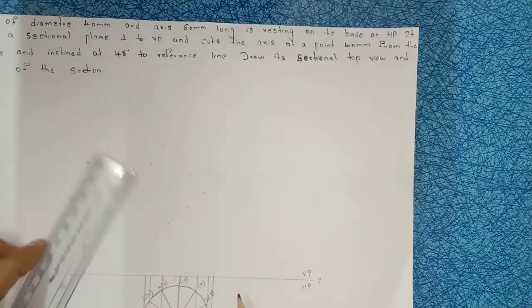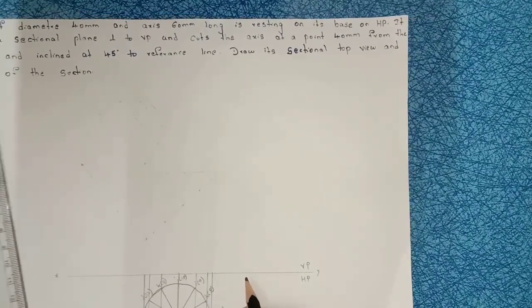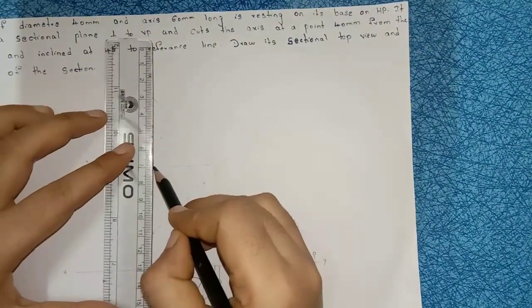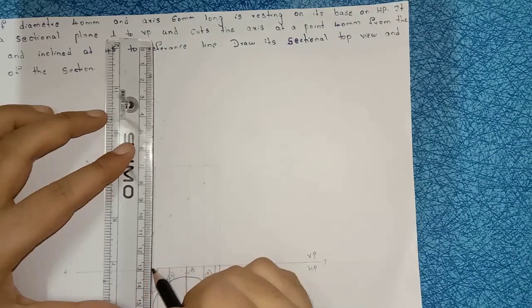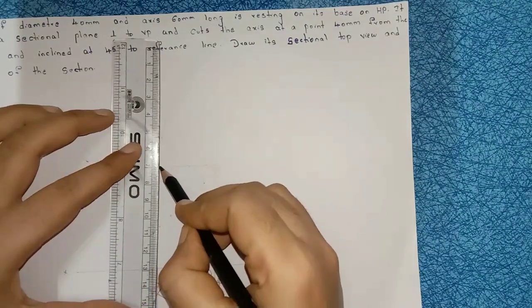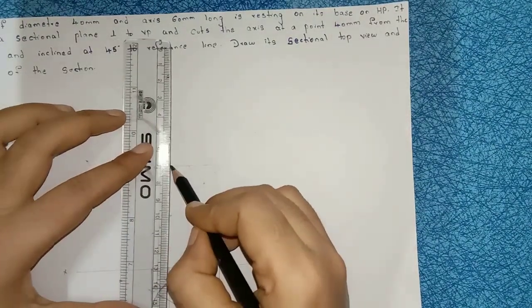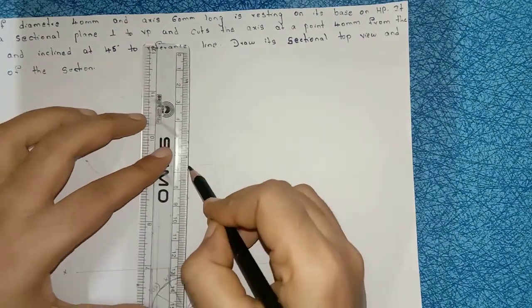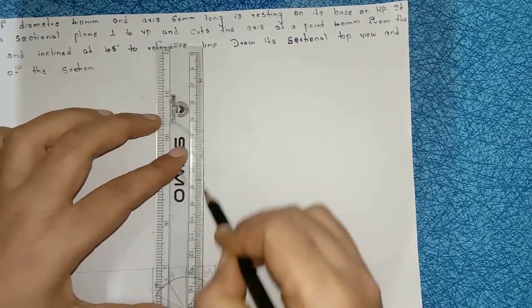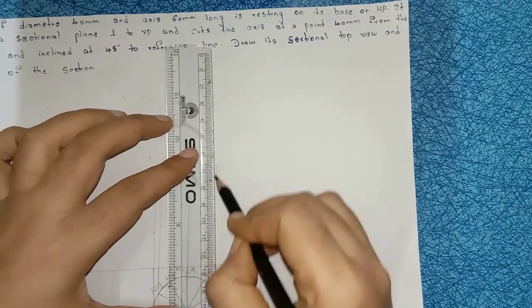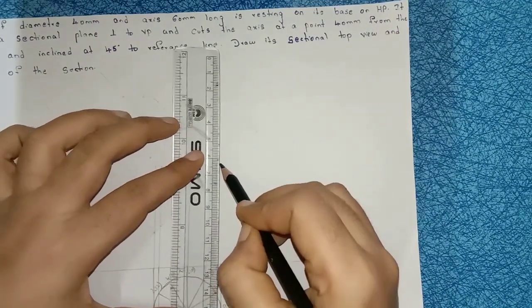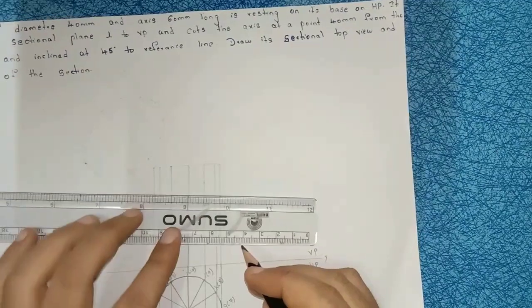Now, how much is the axis height? The axis height is here 60 mm. So take the axis height of 60 mm from all the corners, and join here.